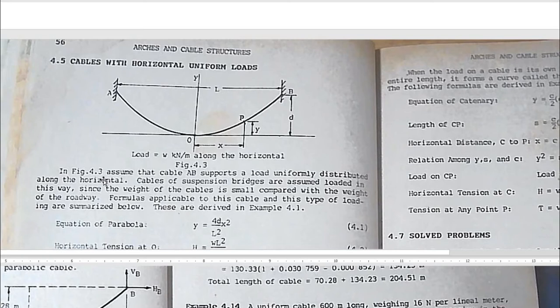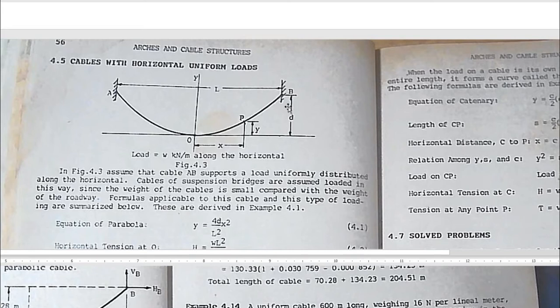In figure 4.3, assume that the cable AB supports a load uniformly distributed along the horizon. Cables of suspension bridges are assumed loaded in this way, since the weight of the cables is small compared with the weight of the roadway. Formulas applicable to this cable and this type of loading are summarized below. So, ito yung ating transmission line.